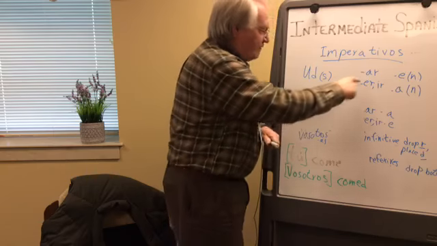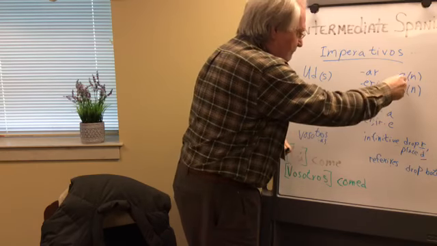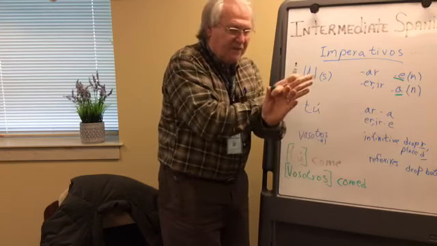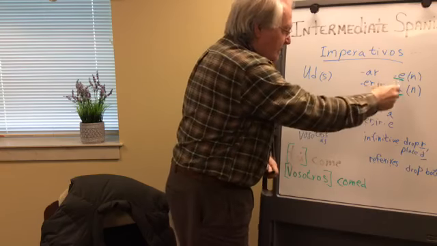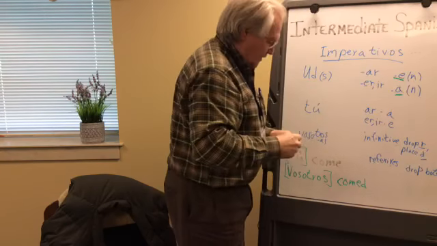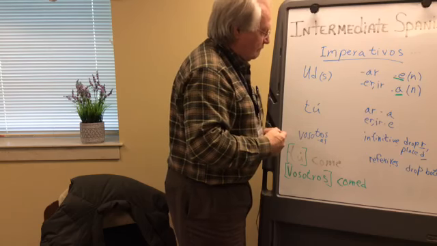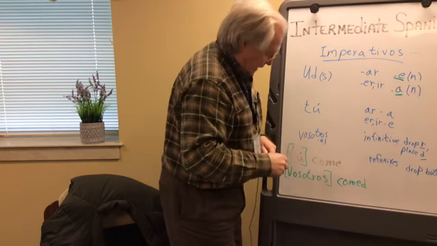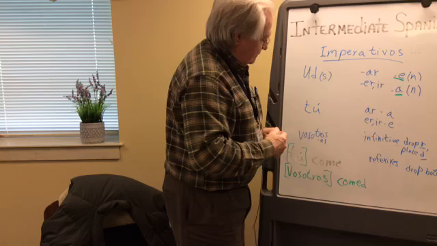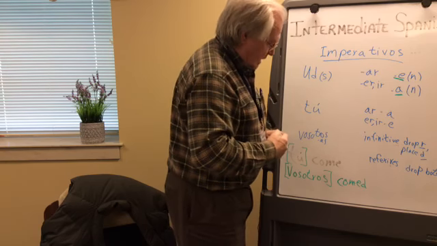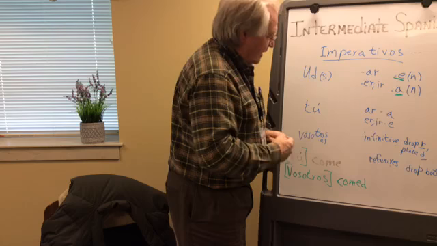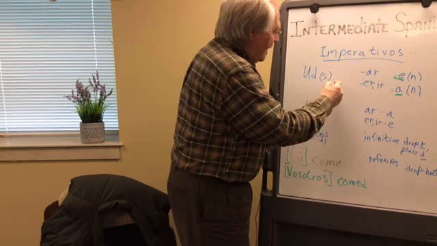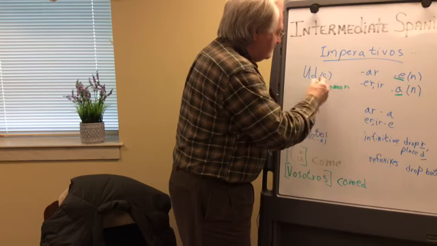So, with AR verbs, we use the E, and with IR and ER verbs, we go to the A. In other words, we're just switching that theme vowel. And of course, the singular is without the N, and the plural is with the N. So it would be, for example, if we were going to say, let's use comer again. Ustedes coman.